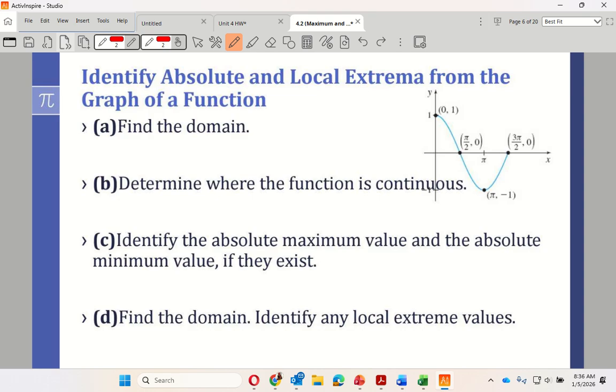Let's see if we were following along. What is the domain of my graph? To 3 pi over 2, yes. So, are we bracketing both of those? Yes. We bracket both of those.